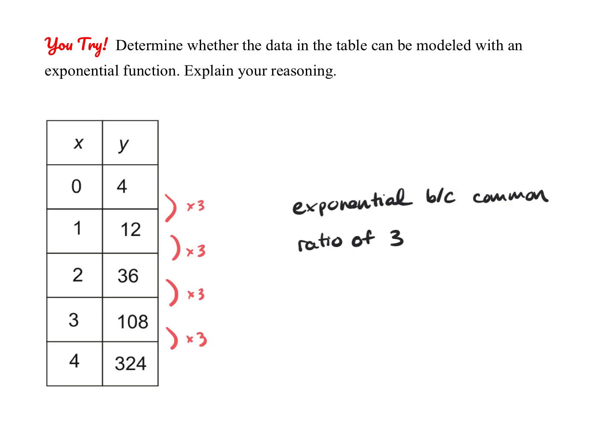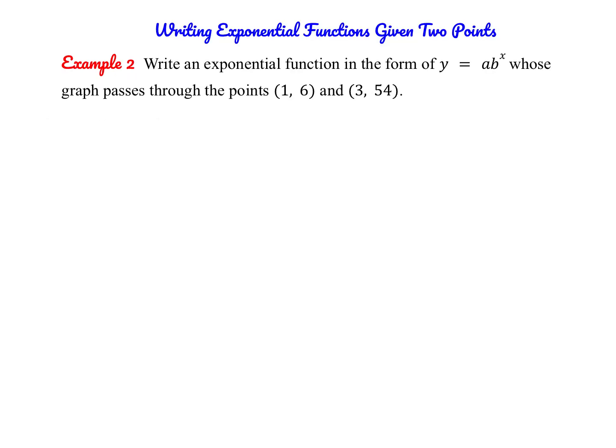All right, so here you'll see that there's no common difference, but in this case there is a common ratio of 3 because each time we are multiplying our y value by 3 to get to the next term. So now that we know how to recognize exponential data, we're going to practice writing an exponential function in this form, y equals a times b to the power of x, when we are given 2 points of the function.